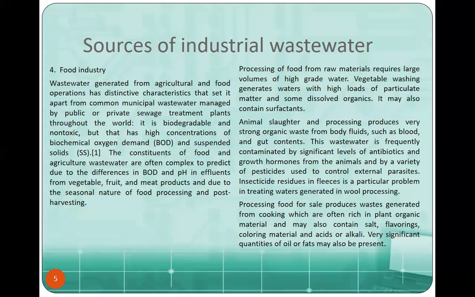Processing of food from raw materials requires large volumes of high-grade water. Vegetable washing generates waters with high loads of particulate matter and some dissolved organics. It may also contain surfactants. Animal slaughter and processing produces very strong organic waste from body fluids such as blood and gut contents. This wastewater is frequently contaminated by significant levels of antibiotics and growth hormones from the animals and by a variety of pesticides used to control external parasites. Insecticide residues in fleeces is a particular problem in treating water generated in wool processing.